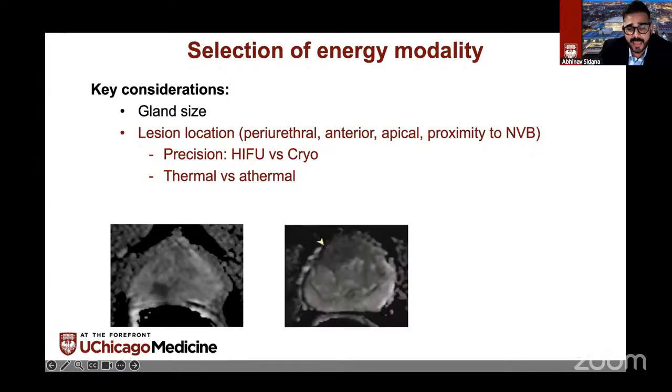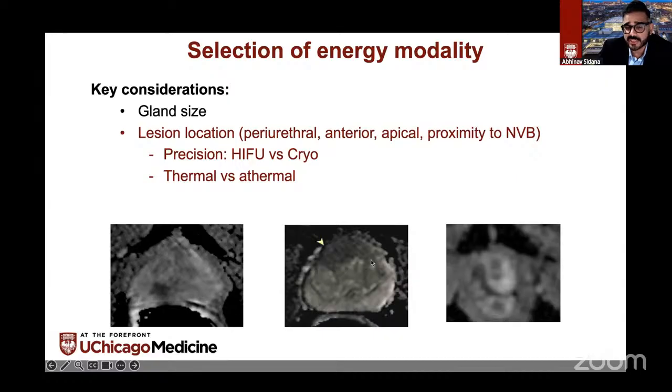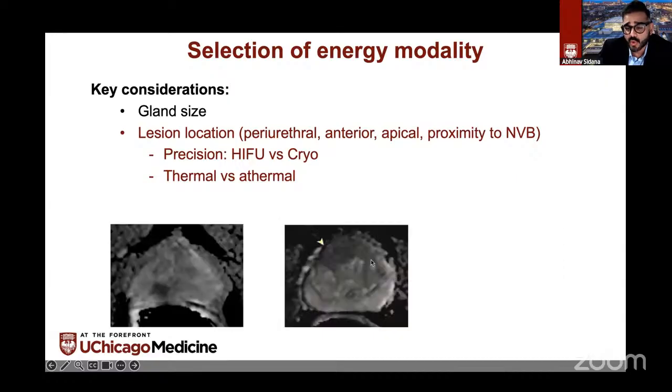On the other hand, in a patient like this, where there's a big anterior lesion, but it's really not close to anything important, urethra is down here, neurovascular bundles are posterolateral, so there's nothing very important here. And so a patient like that can get more imprecise energy modality like cryo and still get a good outcome in terms of both cancer control and preservation of genitourinary function.